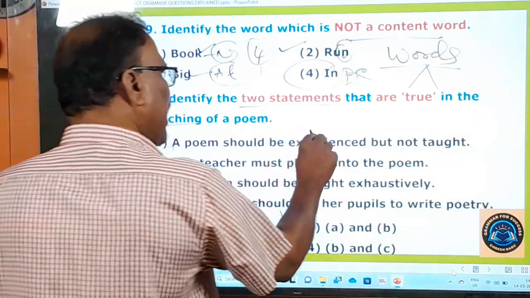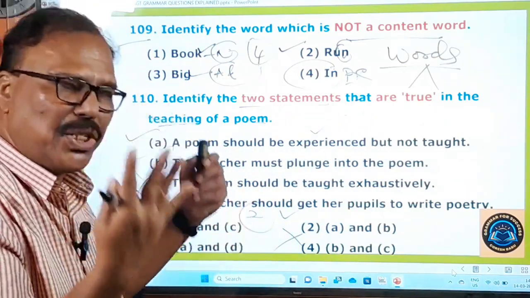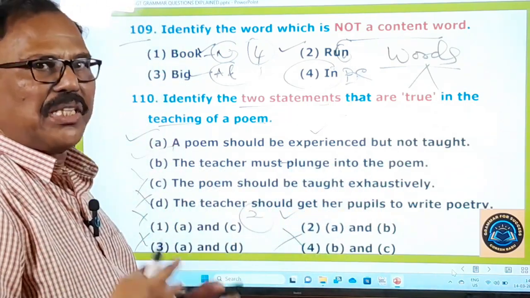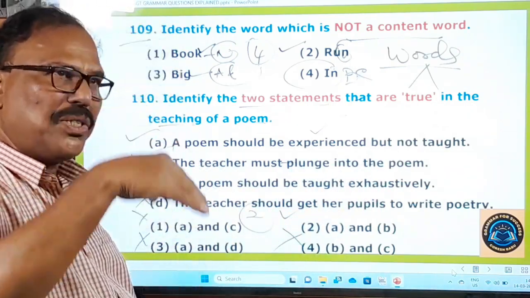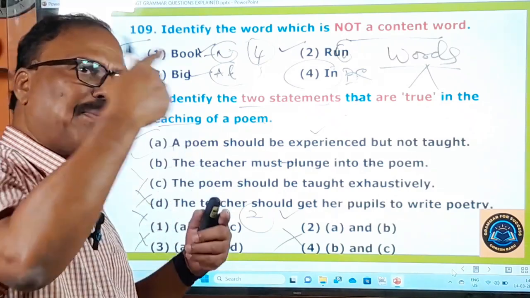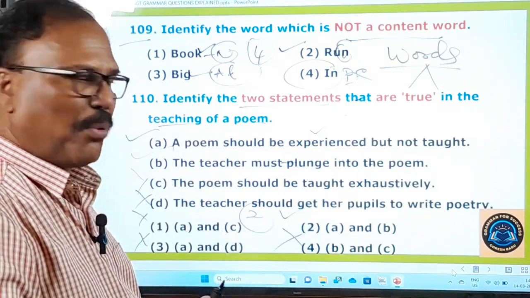A poem should be experienced but not taught. You have to read it and experience it. You have to enjoy it, right? And the teacher must plunge into the poem. Whenever the teacher is to teach that poem, the teacher has to plunge into the depth of that poem, into the mind of that poet, and teach that poem. So that is the way of teaching a poem, right?